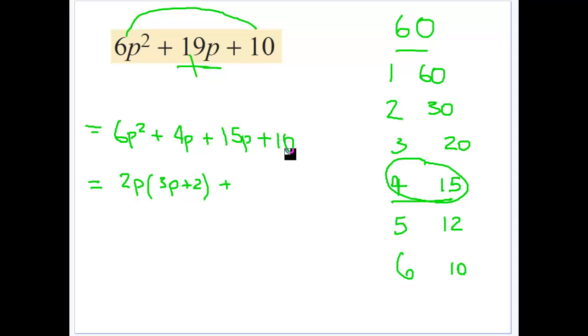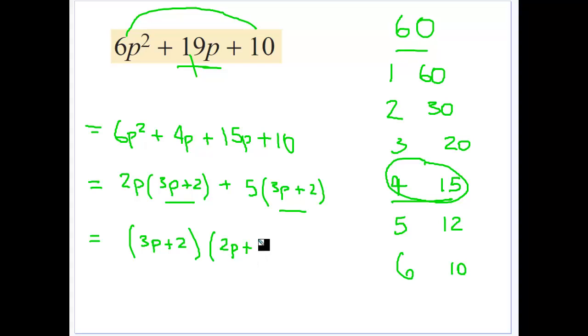Then we can factor out a 5 there, and hopefully that will give us 3p. 5 3s are 15, so 15p, and 5 2s are 10. So it gives us the 3p plus 2. Notice how our brackets start to be the same as we had with our grouping in pairs, and we're able to say, well, that'll be 3p plus 2 and 2p plus 5. And there's our factorization. It works out nicely for us.